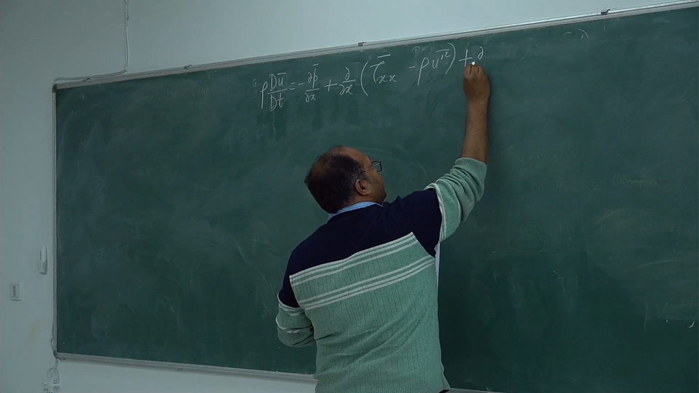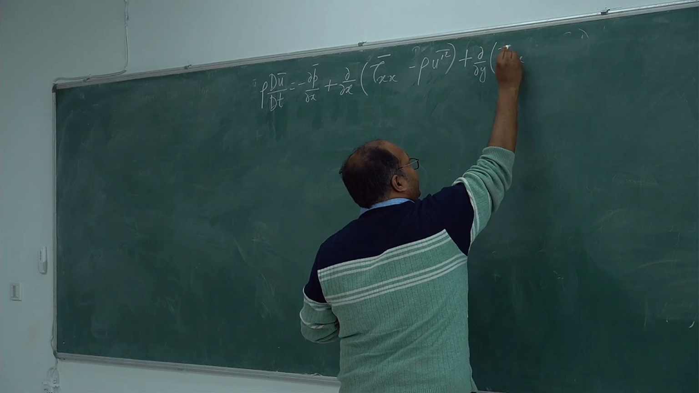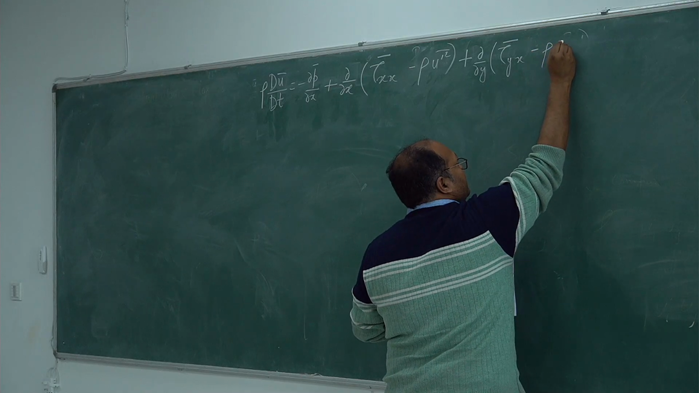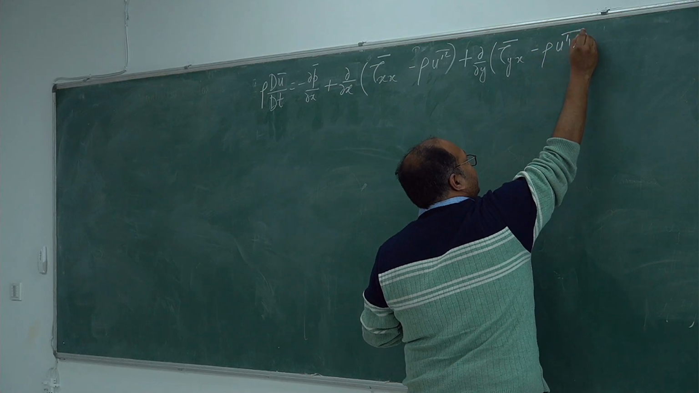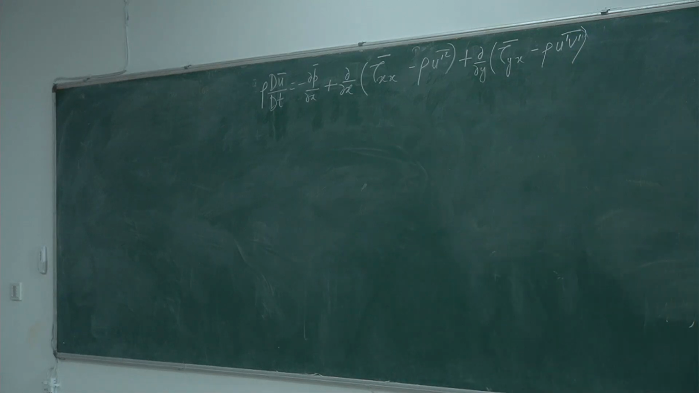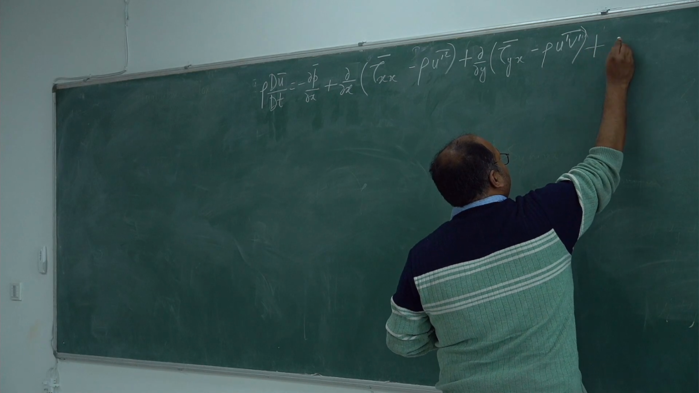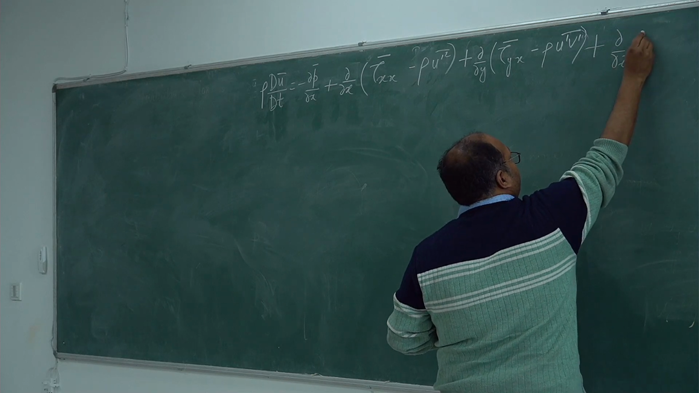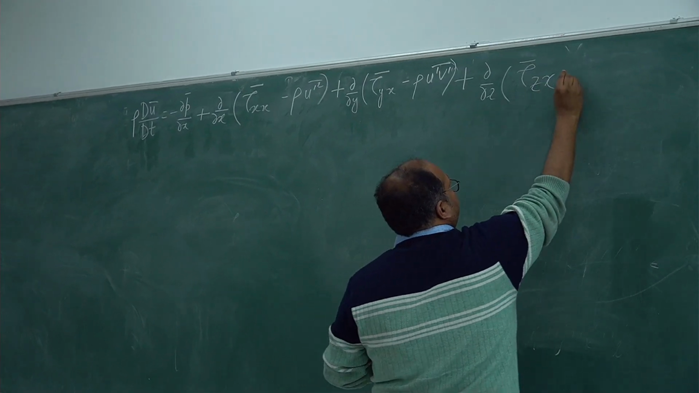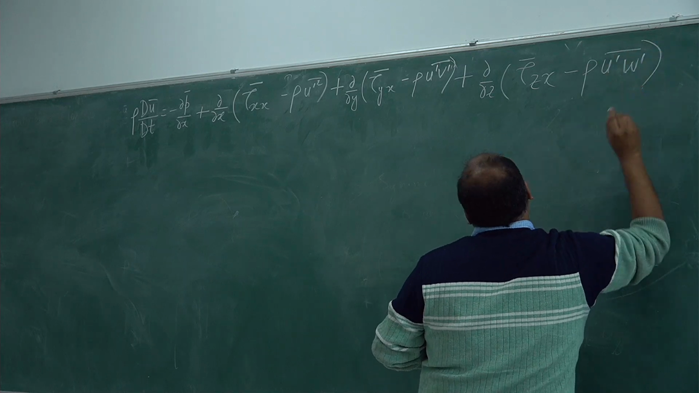plus ∂/∂y of tau yx bar, minus rho u dash v dash, plus ∂/∂z of tau zx, minus rho u dash w dash.